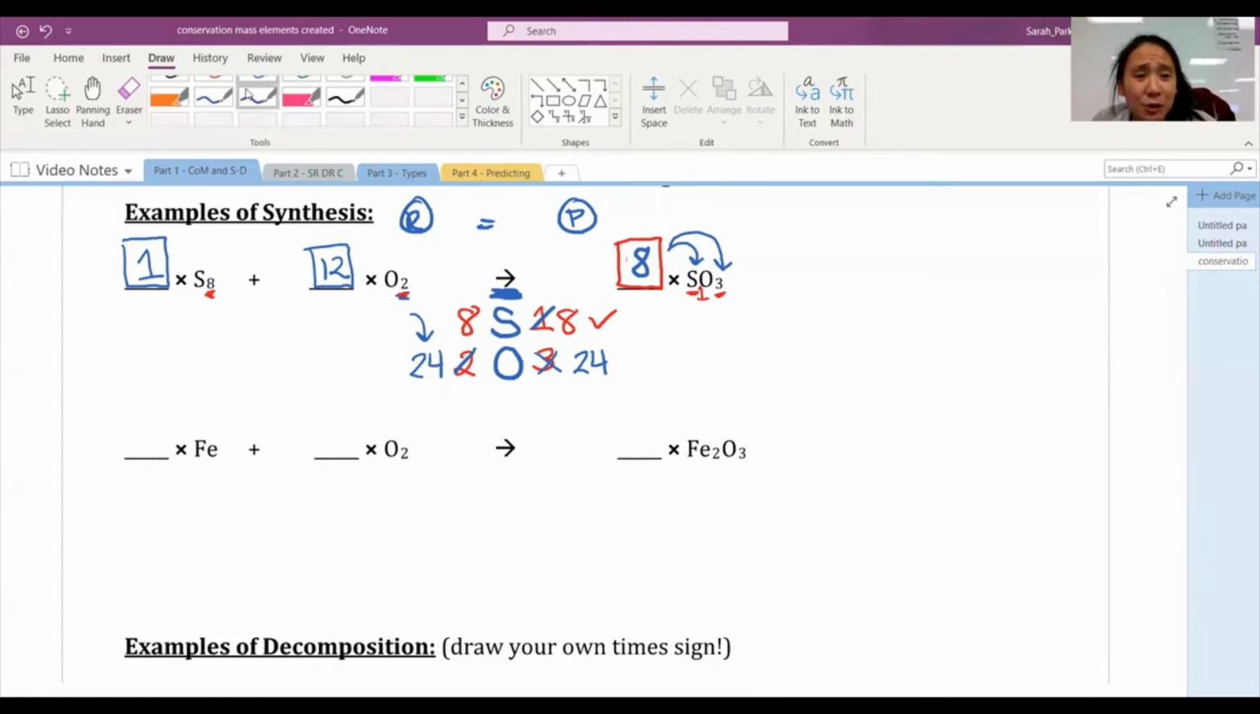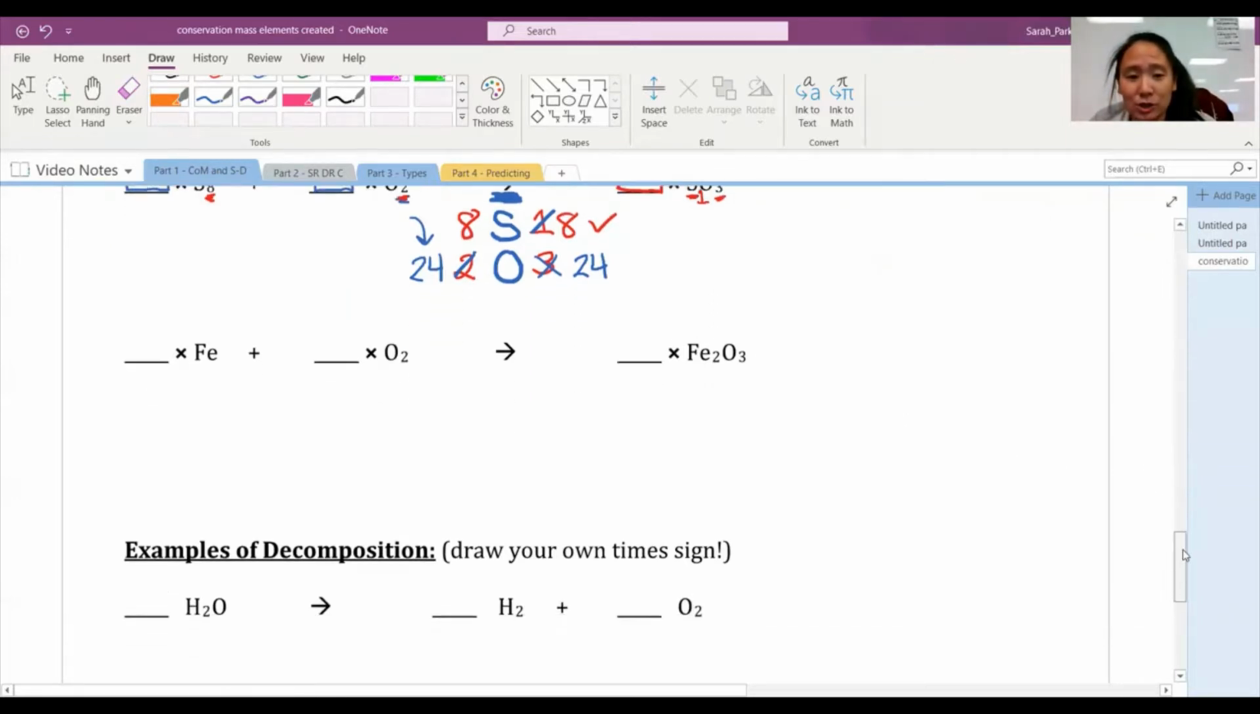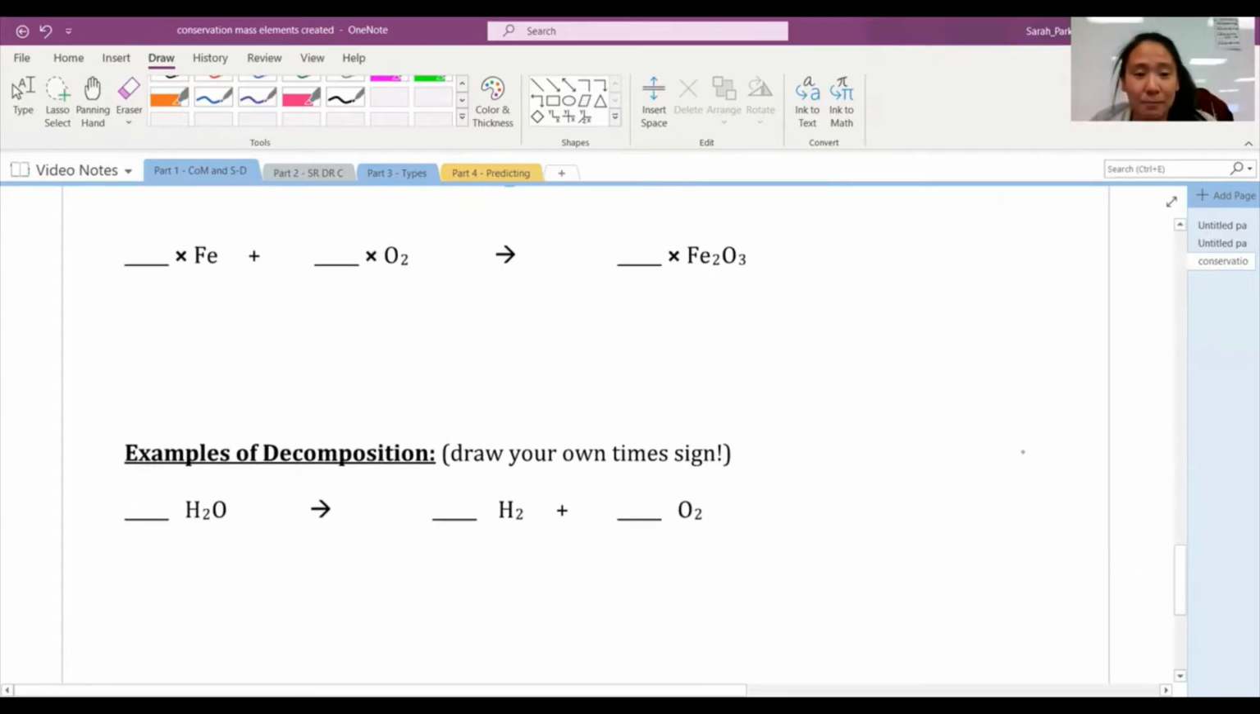Now, for some of you, doing all that counting is complicated. You're like, I don't want to write anything. So if you don't want to, you don't have to, okay? So let me just show you an example of where you're just doing it in your head, okay? So here's the arrow. That's where you always want to check. So everything on the left has to equal everything that's on the right.